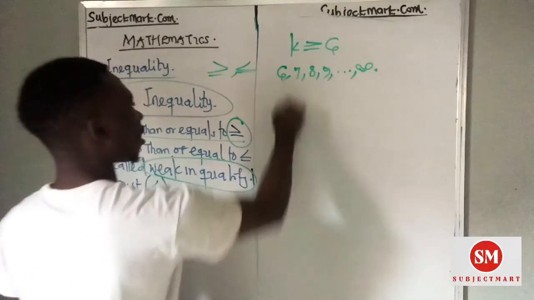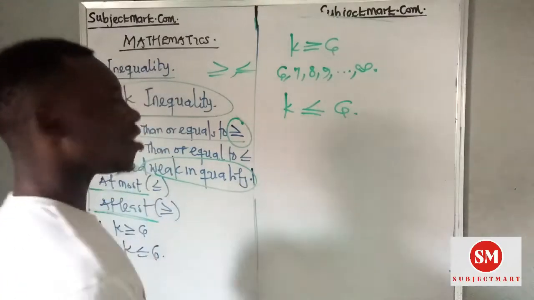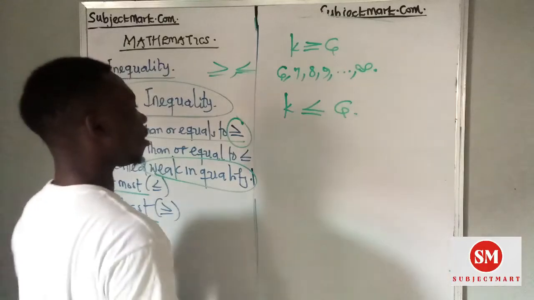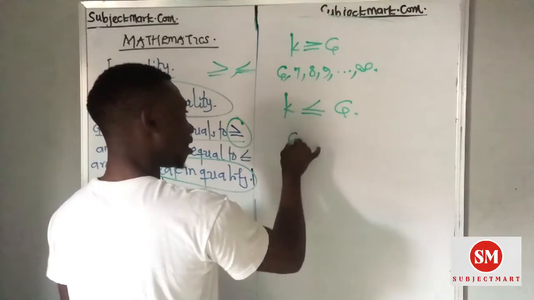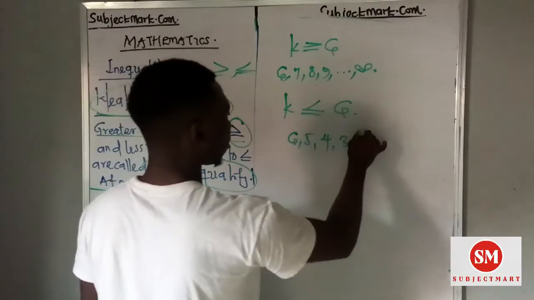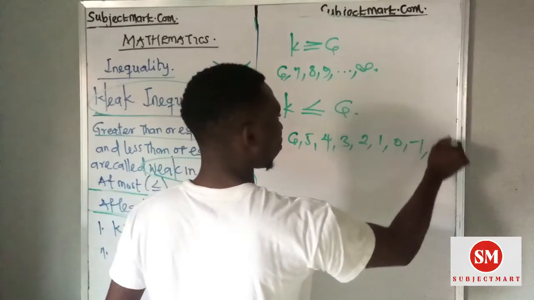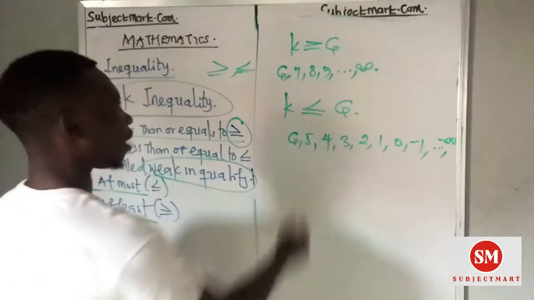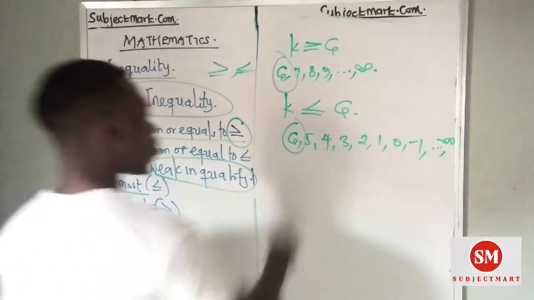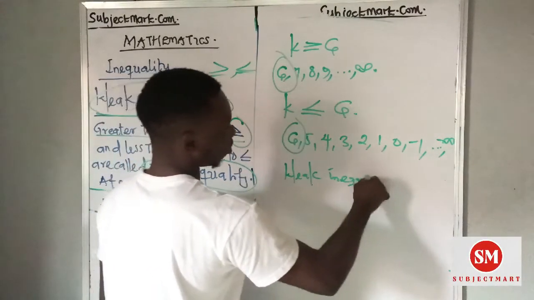But if I say K is less than or equal to 6, it simply means that K is from 6, 5, 4, 3, 2, 1, 0, minus 1 to negative infinity. Now look, both of them have 6 in common. That is why both of them are called weak inequality.